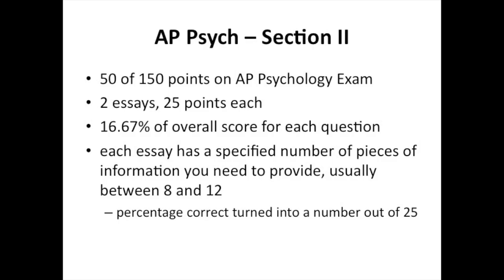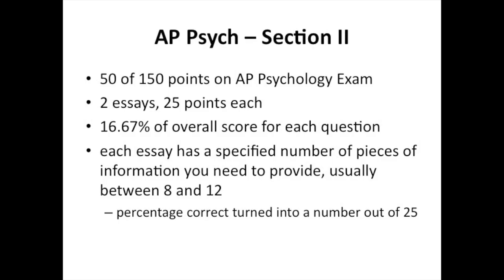Each essay has a specified number of pieces, typically presented in bullet points in terms of vocabulary terms that you then apply to a question, and the idea is that each of these represents one possible point that you can earn. Then they calculate whatever your percentage is, convert it into a score out of 25, and that's how many points you earn towards your overall AP score.